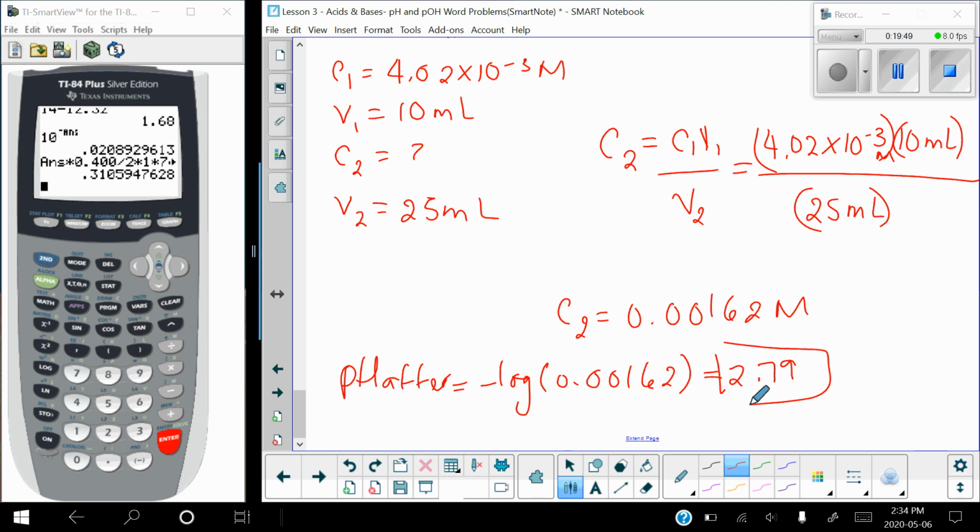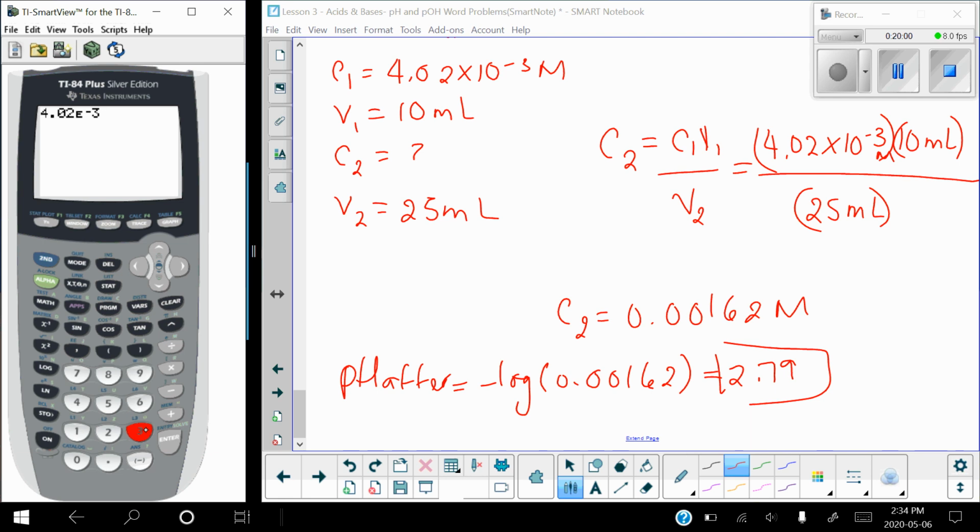Okay, we can just go over this quickly, how to plug this into your calculator. Bracket 4.02 E -3. Oh, we need the brackets. Bracket 4.02 times 10 to the power of -3 times 10 divided by 25. There is my answer right there.